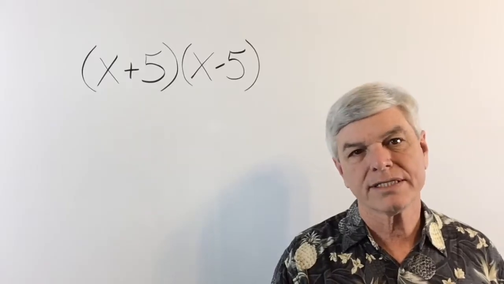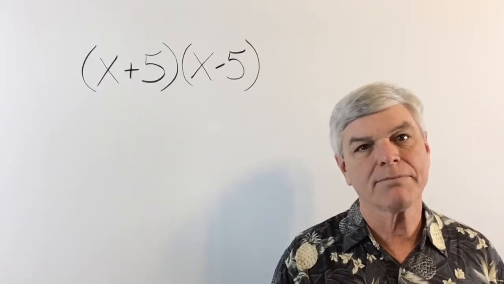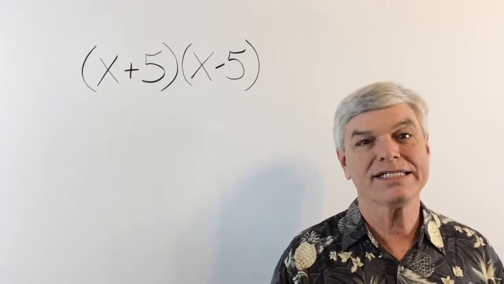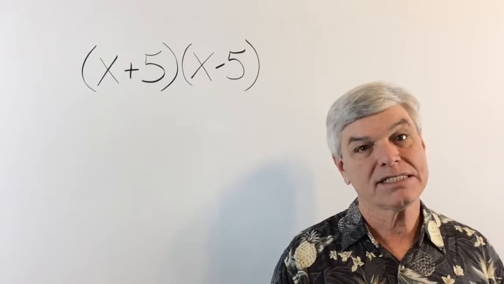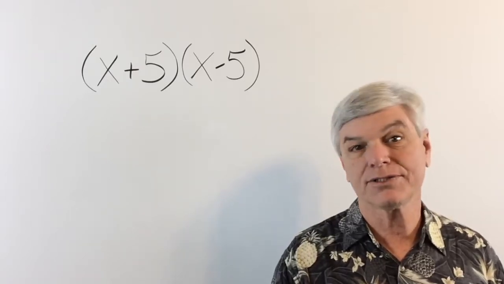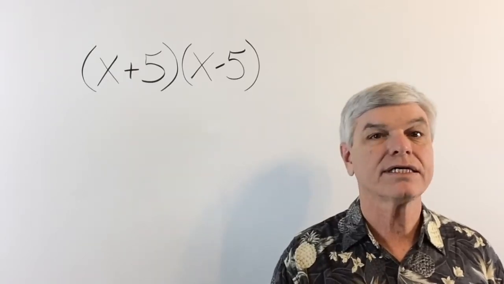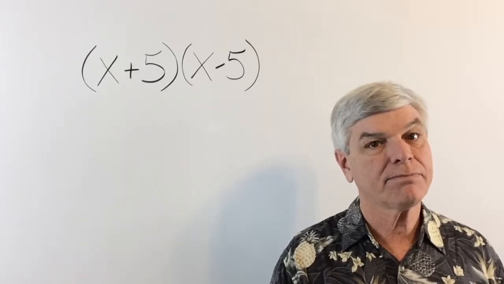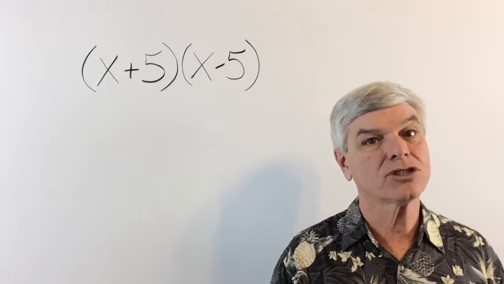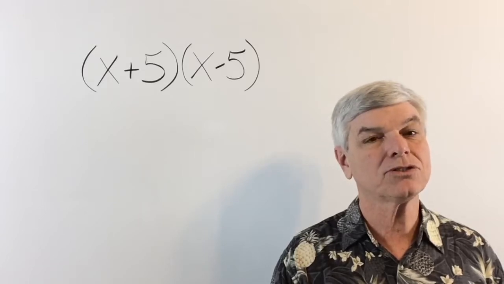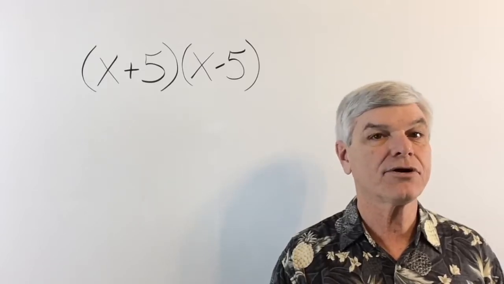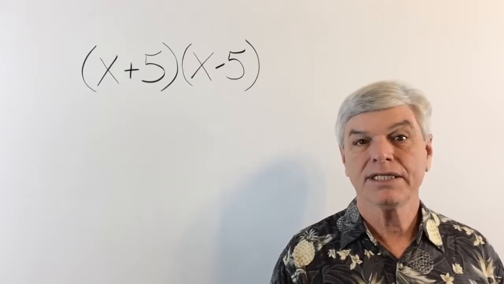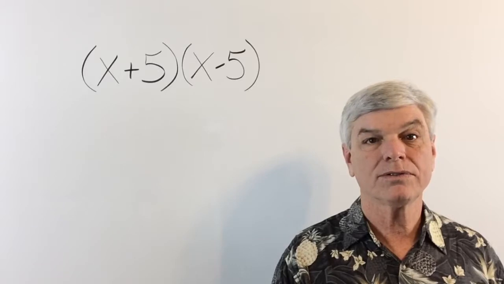Well, that's interesting because a binomial times a binomial is a trinomial. That is true 96% of the time. But this is one of the times that it is not true. Normally, when you have a binomial times a binomial, you should be looking for a trinomial, because most students forget that term in the middle. It should have three terms. But this is one exception to that rule.